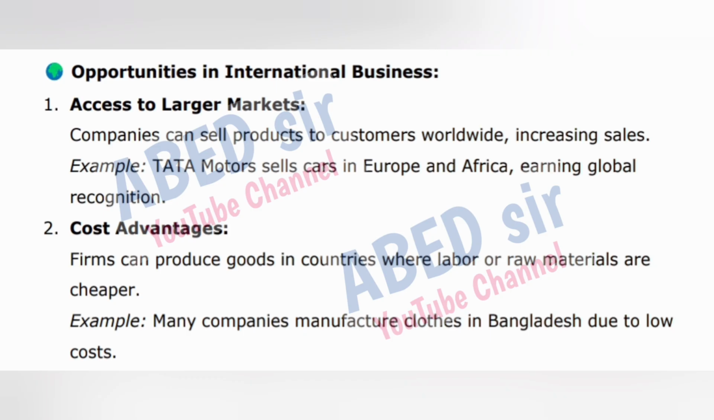1. Access to larger markets. Companies can sell products to customers worldwide, increasing sales. Example, Tata Motors sells cars in Europe and Africa, earning global recognition. 2. Cost advantages. Firms can produce goods in countries where labor or raw materials are cheaper. Example, many companies manufacture clothes in Bangladesh due to low costs.